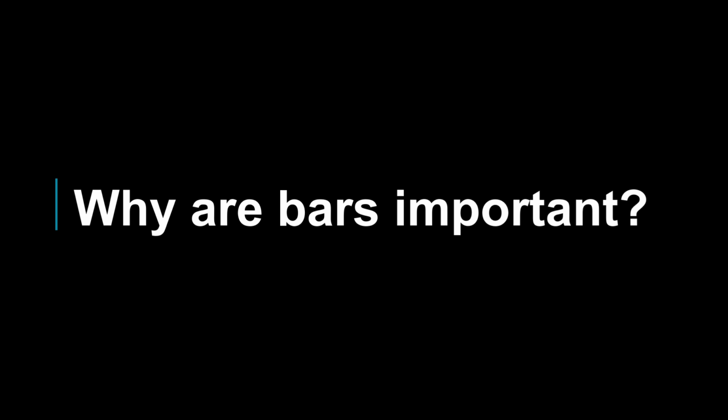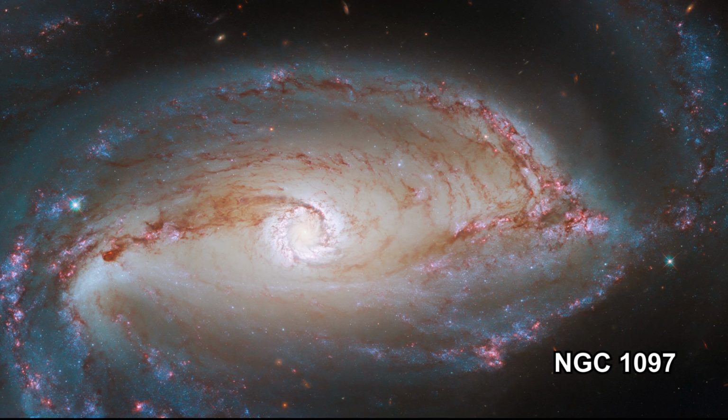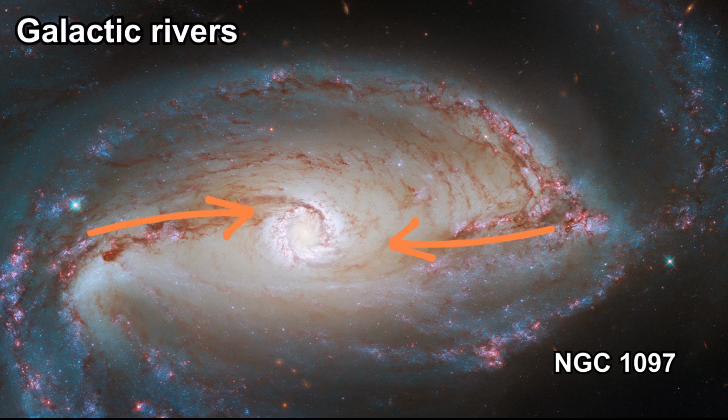Okay, why are bars important? One of the reasons is that bars are able to channel large quantities of gas from the galactic disk on kiloparsec, so thousands of light years of distance from the center, down to hundreds of light years, so hundreds of parsecs from the center. And this transport of gas happens through what are essentially two gigantic galactic rivers of gas. These rivers are shown here with the orange arrows.